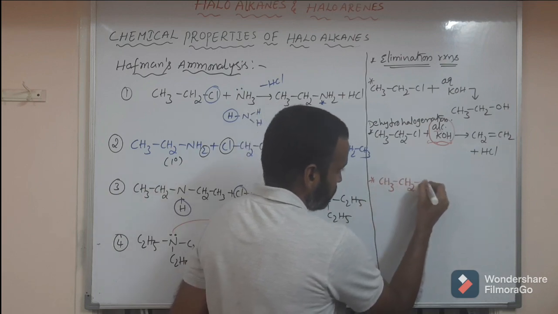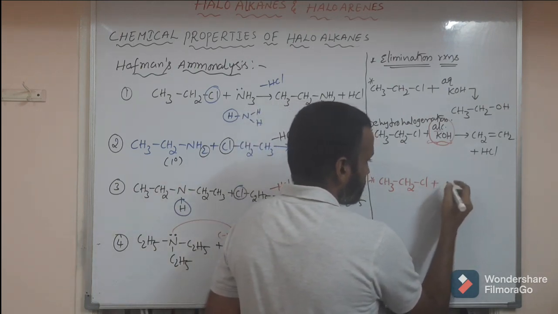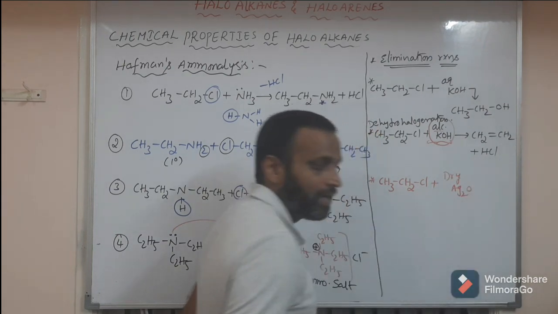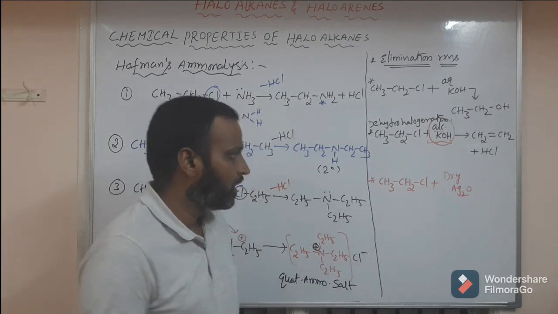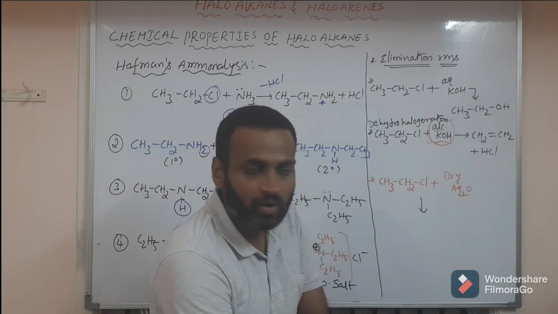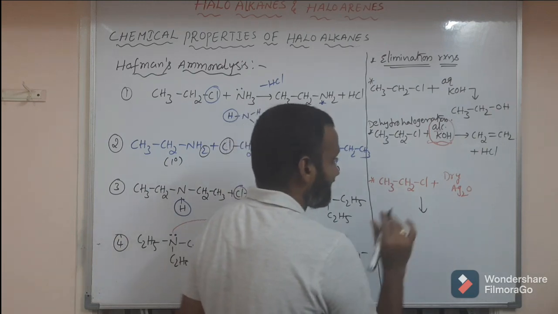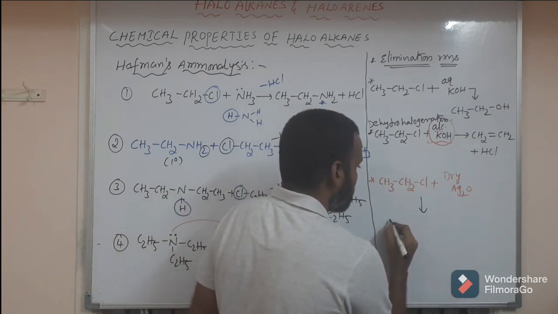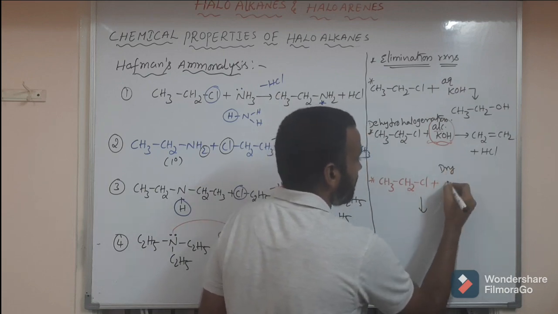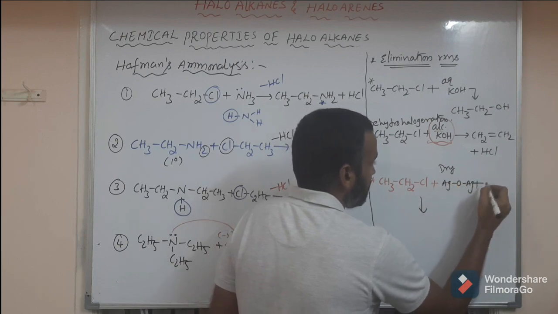CH3CH2Cl. Okay. When you are using dry Ag2O, here the product is not alcohol. Here what happened? Silver chloride will go. Then ether is the product. Then what is the product, sir? Ether. That means dry Ag2O means AgOAg.